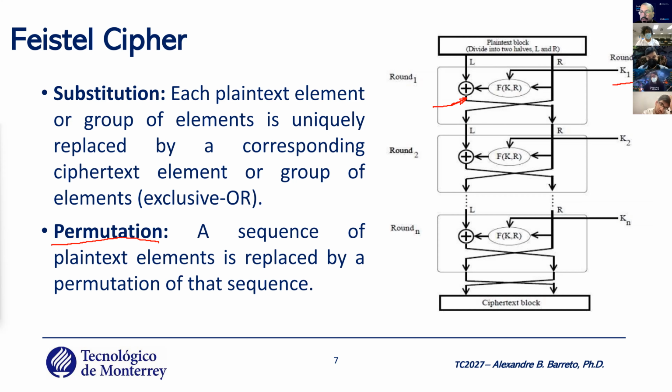What is the permutation? You move this part here to here, okay? And you move this part here, that is the right side. The right part, you didn't do any operation here. Am I correct? It flows directly to this point here. And you move the right part to the left side. It is the permutation. Okay? Any questions until here? No? Okay.